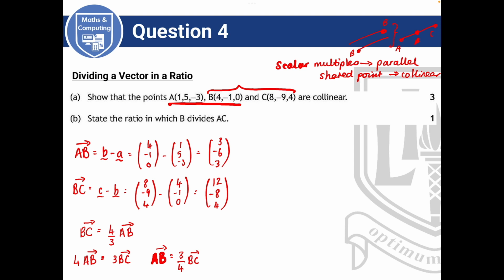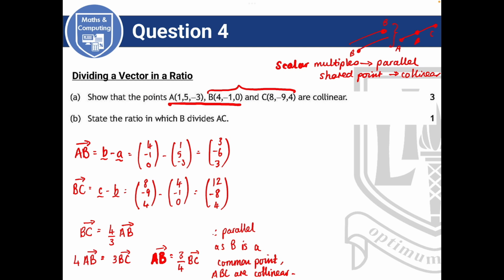Any of these would be enough for you to say that you're showing they're scalar multiples of each other, so therefore they are parallel. And then you would say, as B is a common point, A, B, C are collinear.